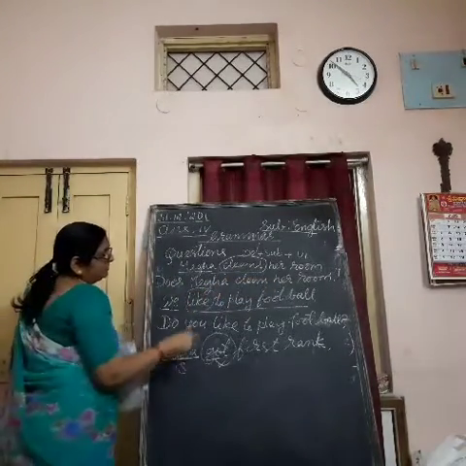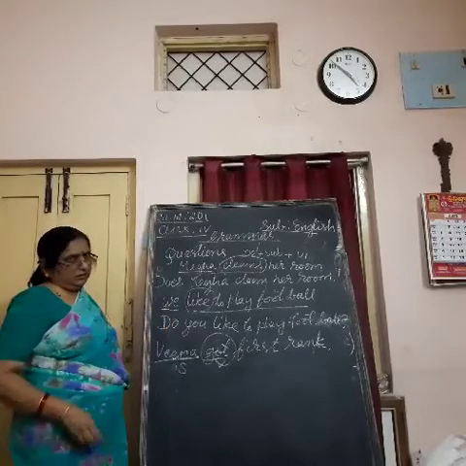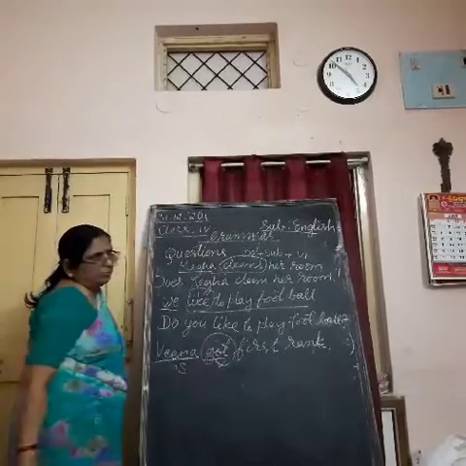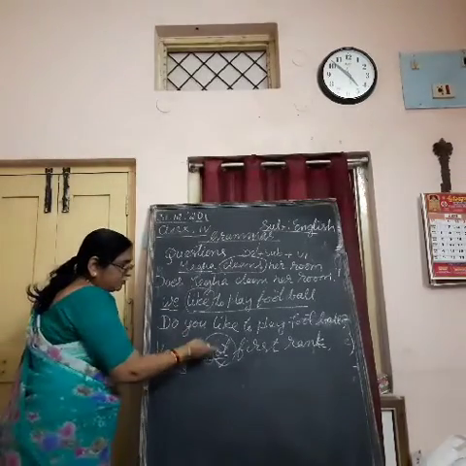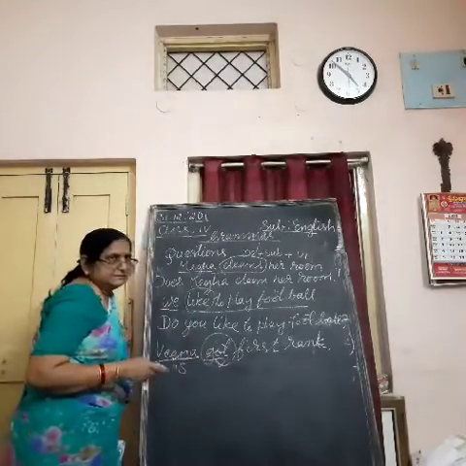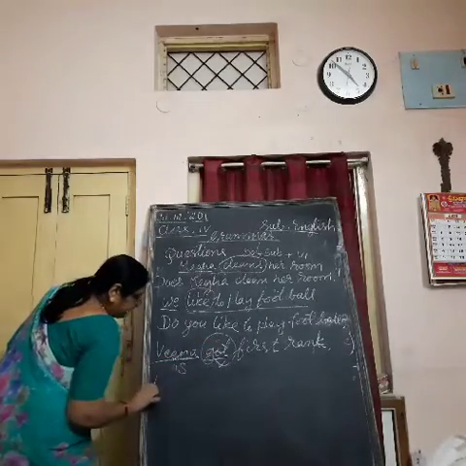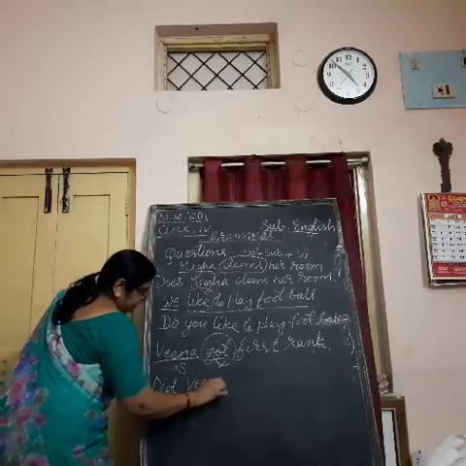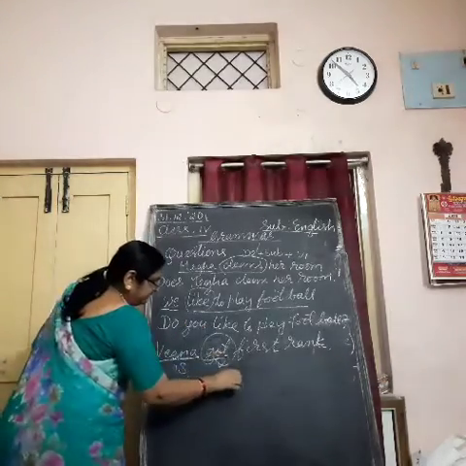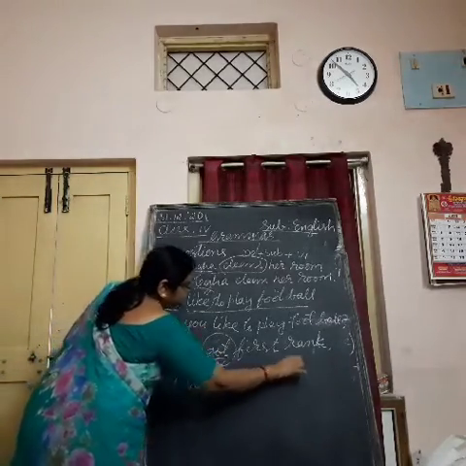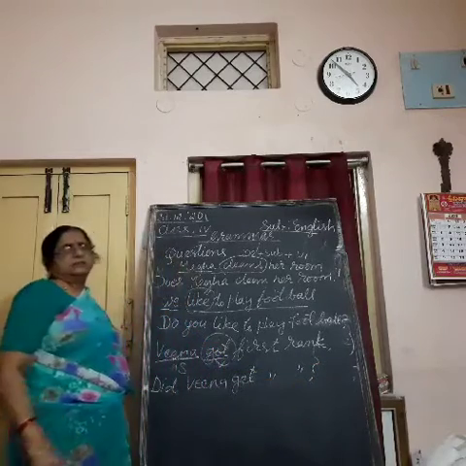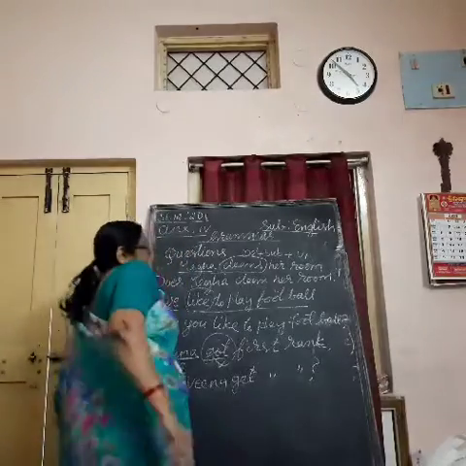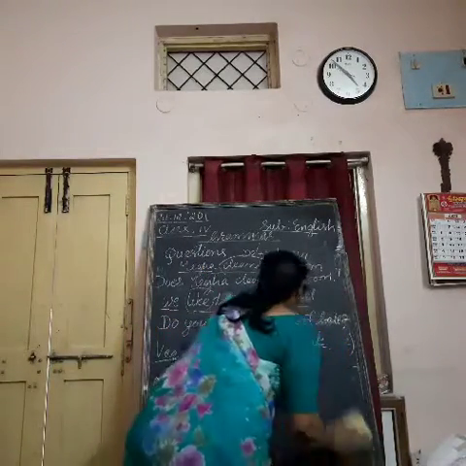We like to play. Here it is already plural. So you don't need to do any change. Do you like to play football? Question mark. Veena got. Past tense it is. So got is past tense, so did comes. Did Veena. Again V1 form only we will get. Get first rank. Understand? In this way we make the questions. How? Once again let me explain it.